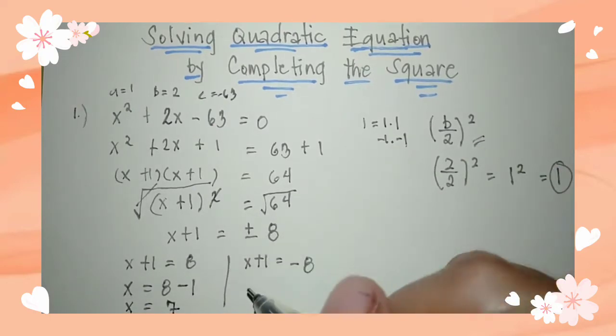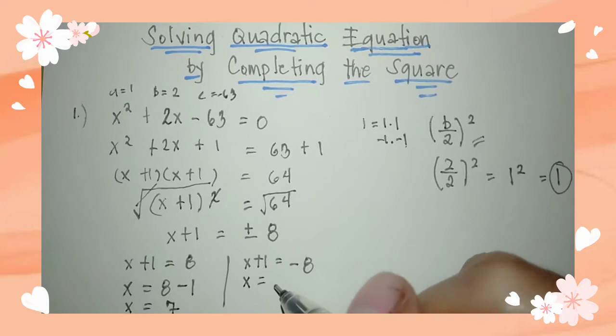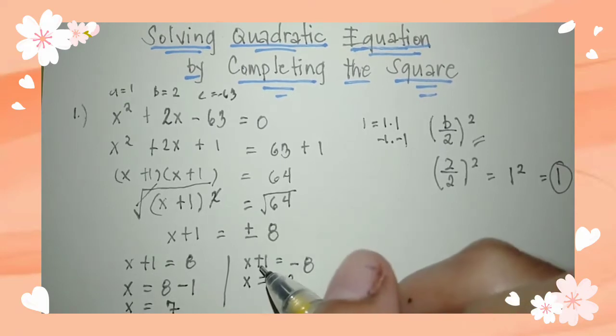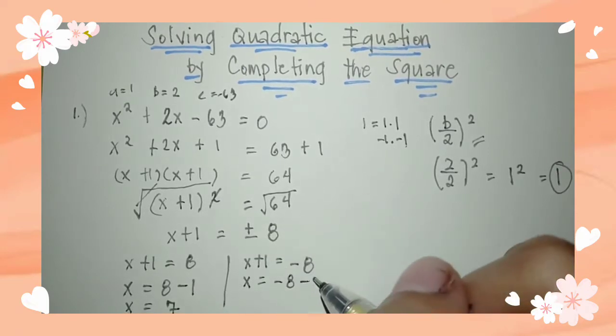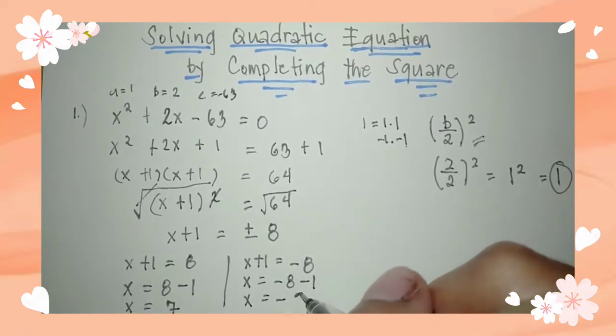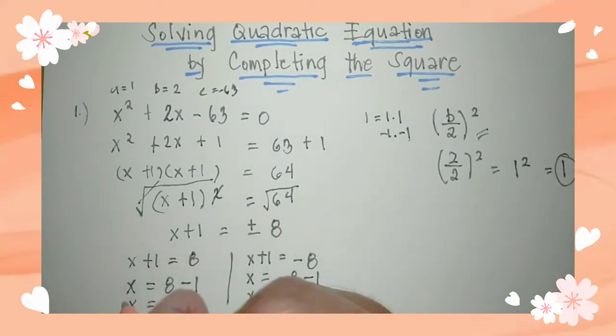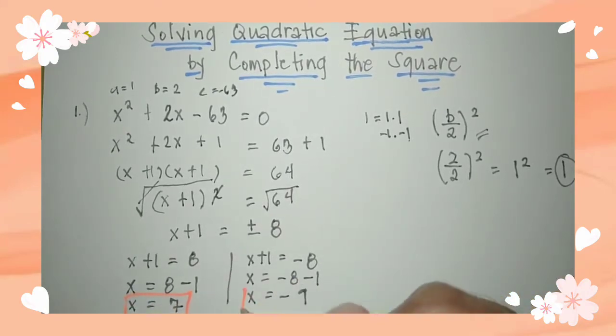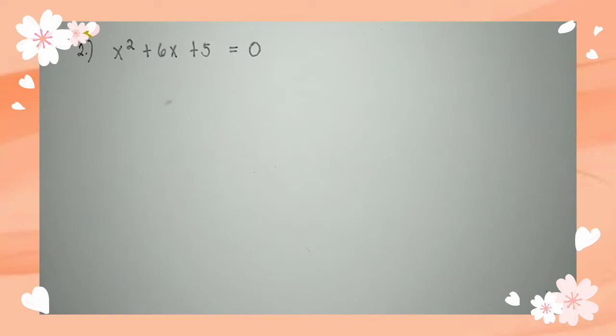While dito naman sa kabila, x is equal to negative 8, then transpose positive 1, it will become negative 1. And then x is equal to negative 8 minus 1 is equal to negative 9. So, yun. Ito na yung pinaka-sagot natin. So, take a look at this another example.